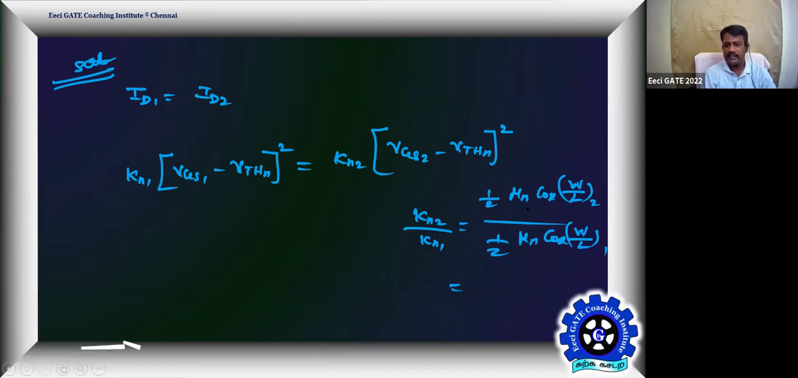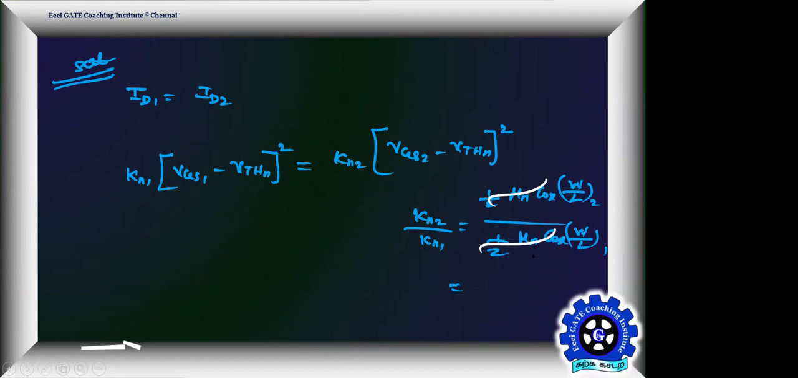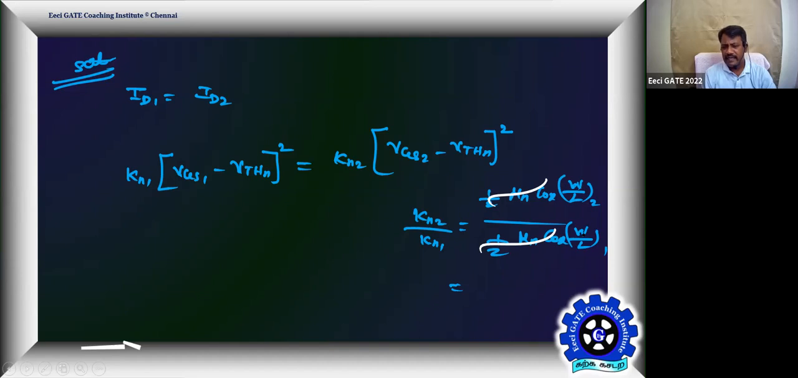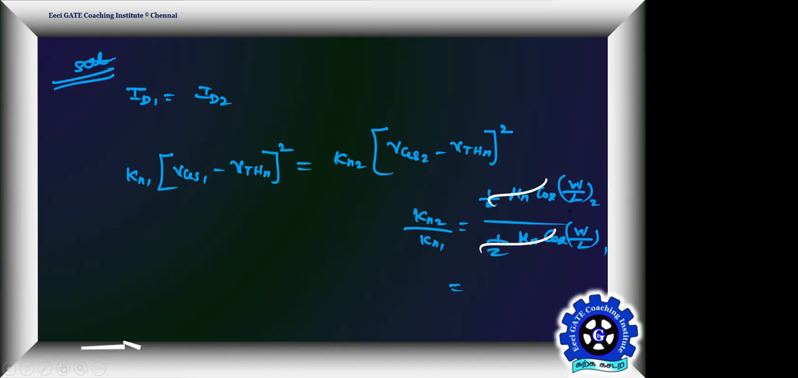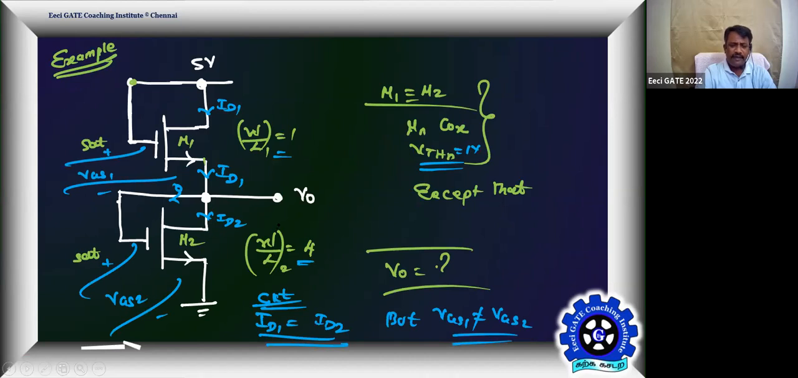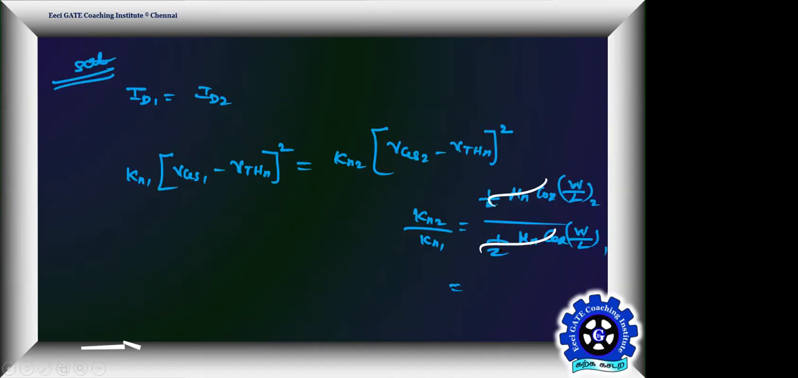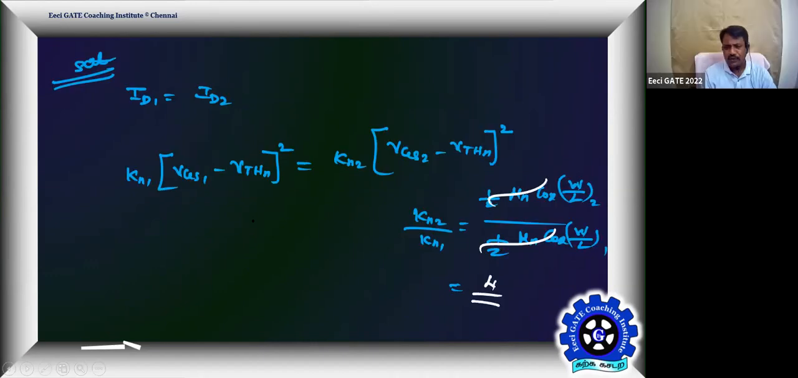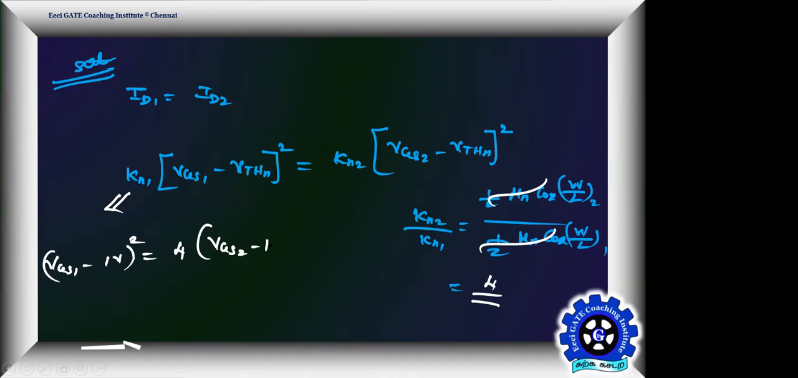Now tell me what is the remaining? This will get cancelled. What do you get then? Ratio between the two transconductance parameters, simply the ratio between the W by L of the two MOS transistors. So what is W by L2? 4. What is W by L1? 1. What is the ratio between them? 4 is the ratio. So then this is known, and you can modify this equation as VGS1 minus 1 volt, this whole square. Then take Kn1 to the right side. It is going to become Kn2 by Kn1, that is equal to 4. You can get VGS2 minus 1 whole square.